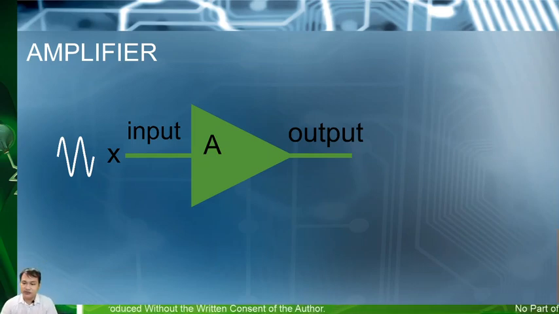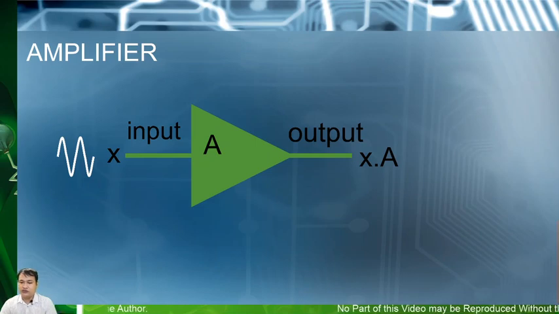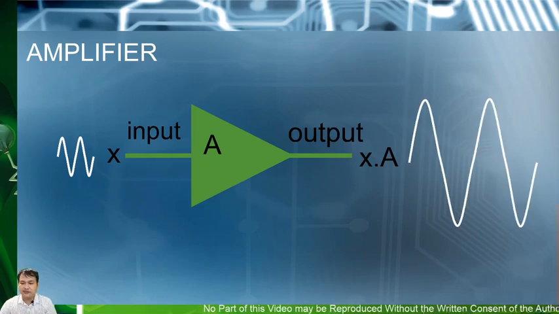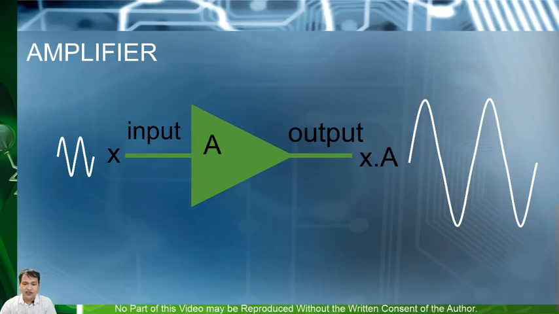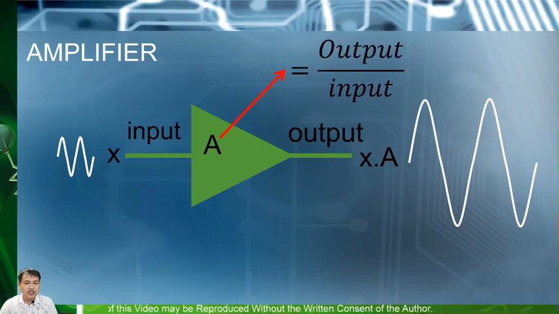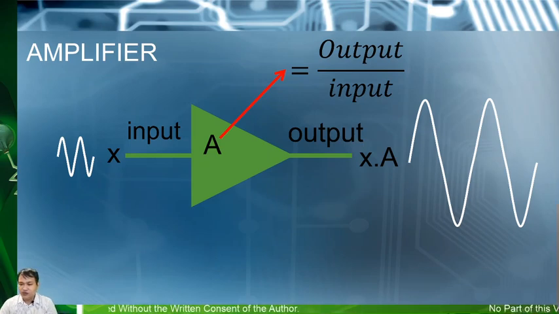Okay? The next one, from this signal, we get a larger version of that signal. The output would be X times the gain, and this is what we mean by amplification. This gain is the ratio of the output against the input signal, where our gain has no unit.